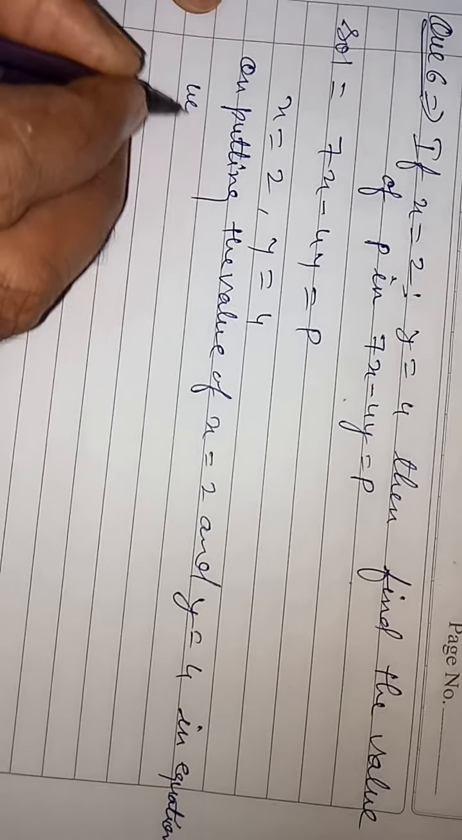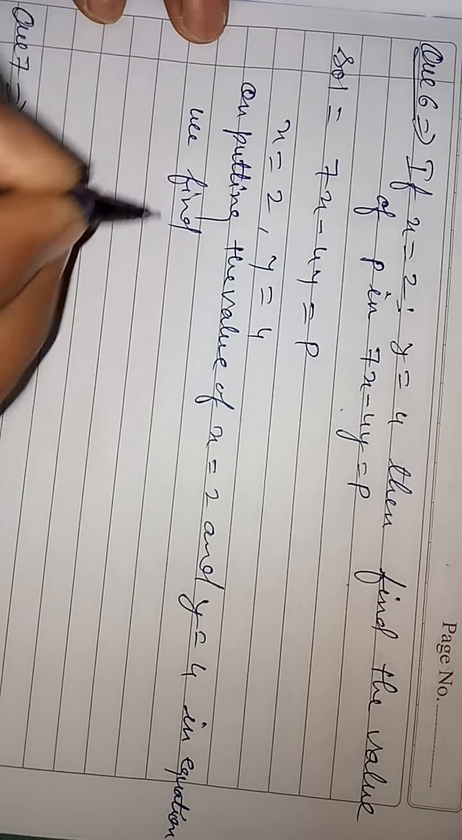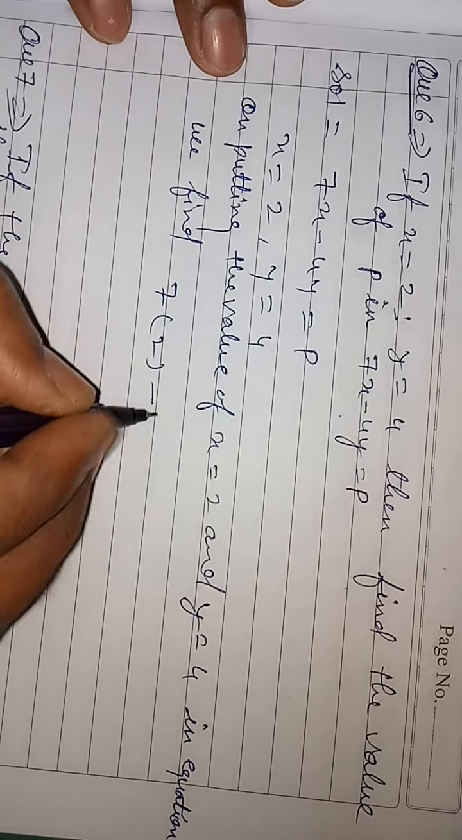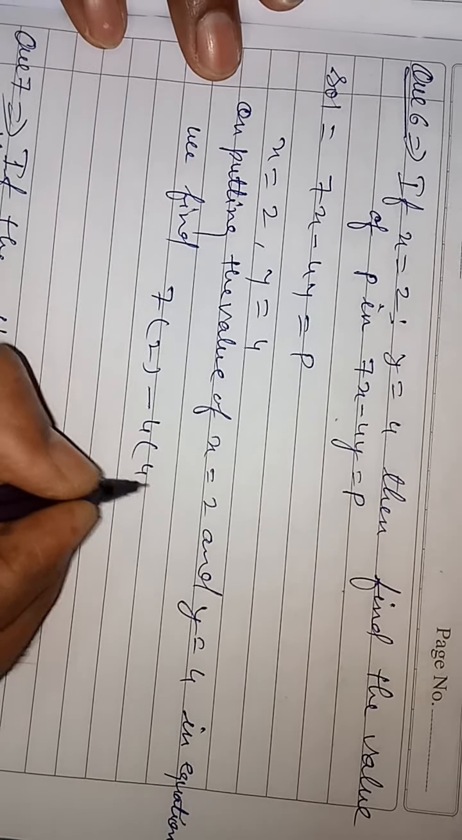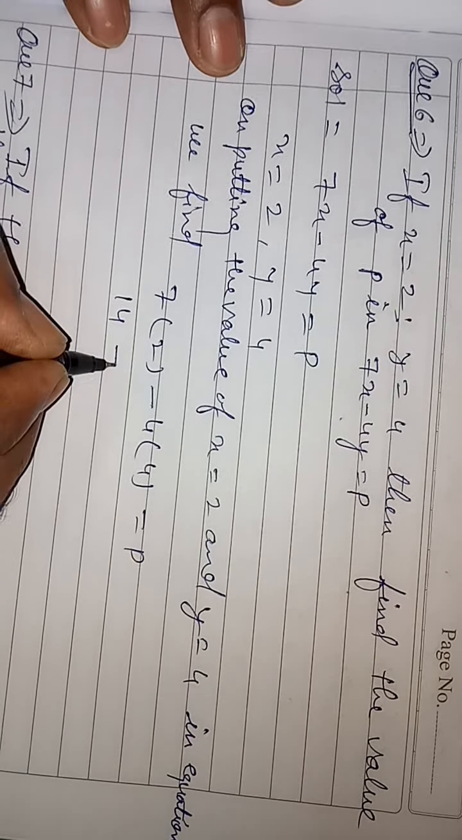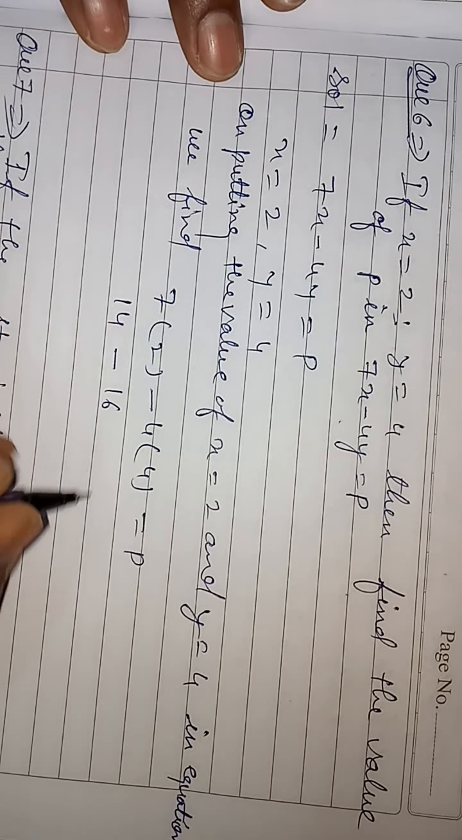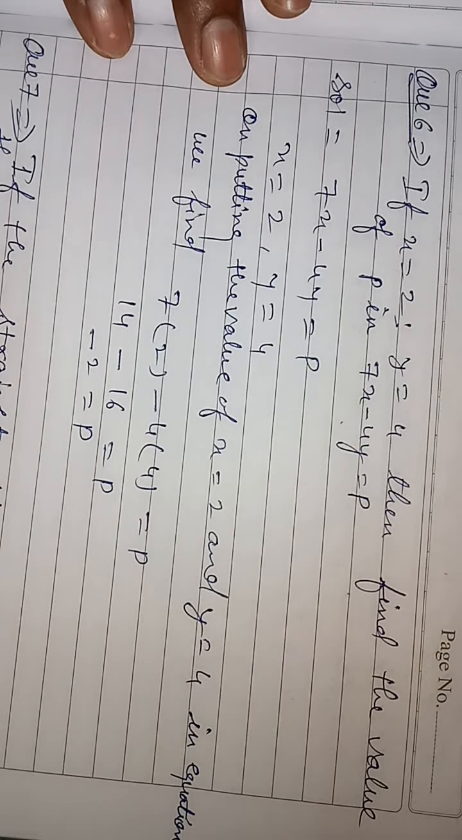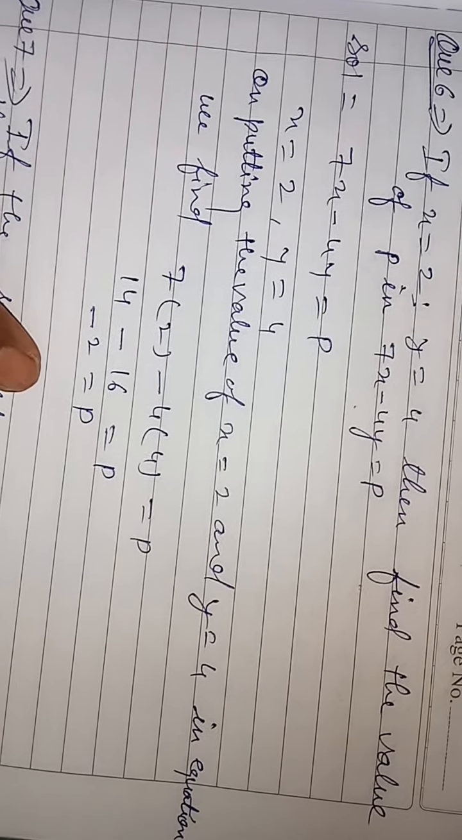we find 7 into 2 minus 4 into 4 is equal to p. 7 twos are 14 minus 4 fours are 16 equal to p. So minus 2 is equal to p. So the value of p will be minus 2.